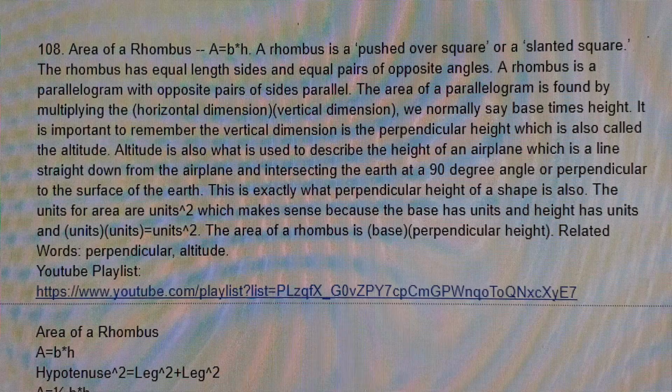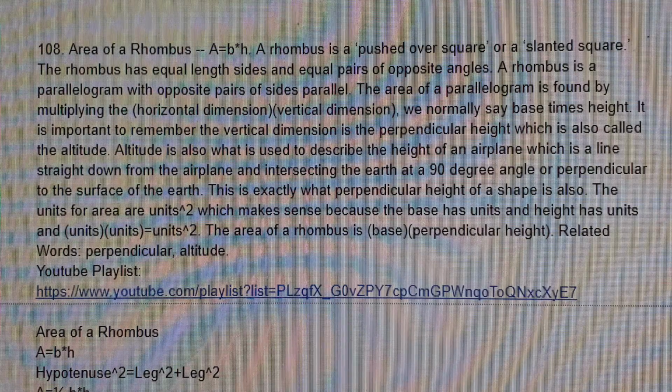The area of a parallelogram is found by multiplying the horizontal dimension by the vertical dimension. We normally say base times height. It is important to remember the vertical dimension is the perpendicular height, which is also called the altitude.